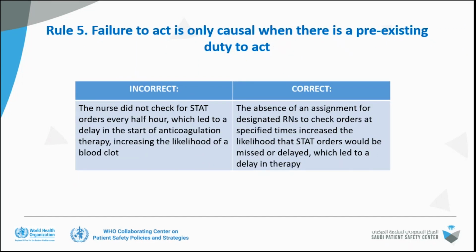For rule number 5, failure to act is only causal when there is a pre-existing duty to act. So the incorrect statement will be: the nurse did not check for stat orders every half an hour, which led to a delay in the start of anticoagulation therapy, increasing the likelihood of blood clot. How can we write it correctly? The sentence would be: the absence of an assignment for a designated registered nurse to check orders at specified times increased the likelihood that stat orders would be missed or delayed, which led to a delay in therapy.